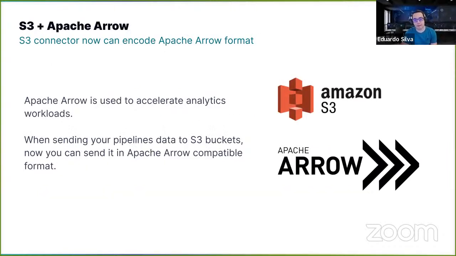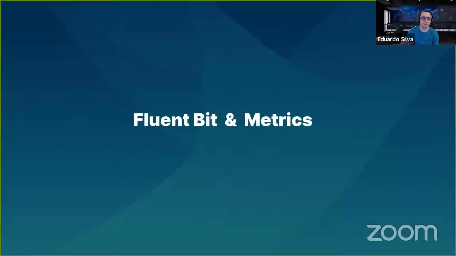S3 is a very, very used output plugin. Most users like to store the data in S3 buckets. But we also got a contribution that said, hey, I don't want to store my data in JSON. I need to have it in Apache Arrow because I'm doing some analytics. So now the S3 plugin supports encoding for Apache Arrow. This is a very common use case, so we're happy that we got this contribution from the company called ClearCode from Japan.